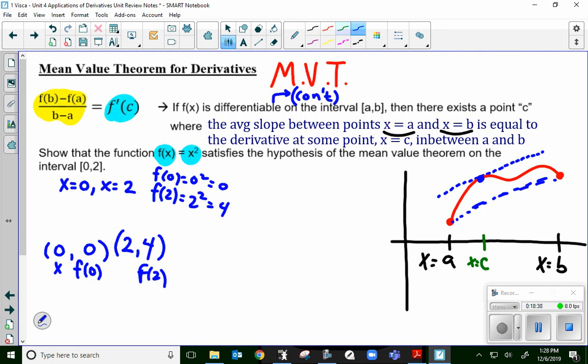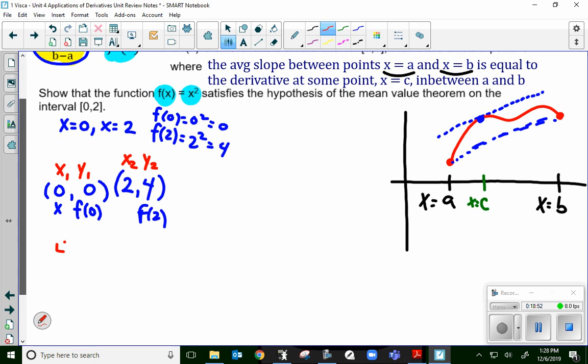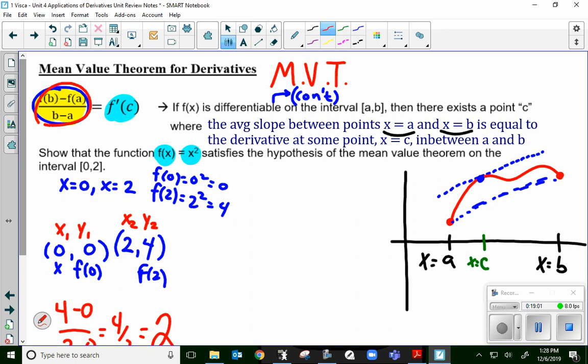So now I have 2 points to find the change in y over change in x. All right? Let's call this y2 and x2, x1 and y1, and let's find out the average slope. So it is 4 minus 0 over 2 minus 0. That's 4 over 2. The average slope between those 2 points is 2. This side is 2. That should equal the derivative of f of x. The derivative of x squared is 2x.